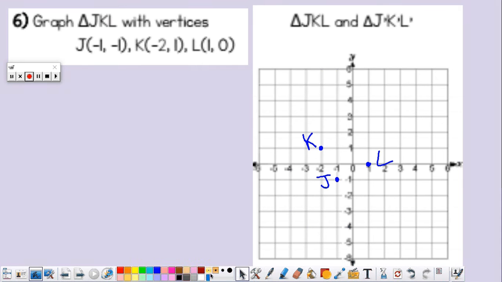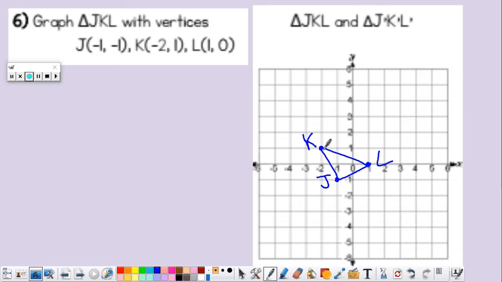Okay, we've got our pre-image here, another triangle. And now it's going to say that we want to change our shape, our pre-image, by a scale factor of 2.5. So, is that going to be a reduction or an enlargement?